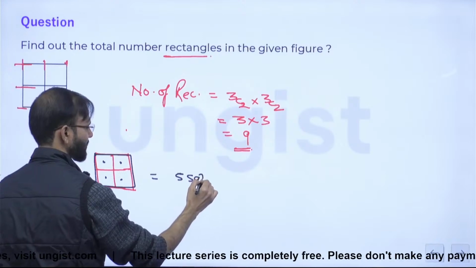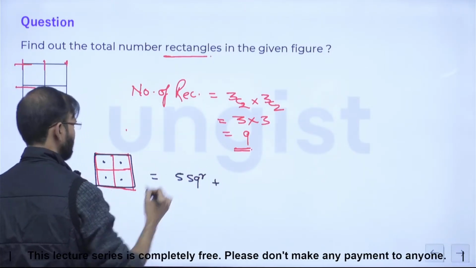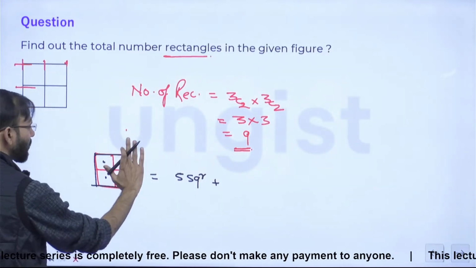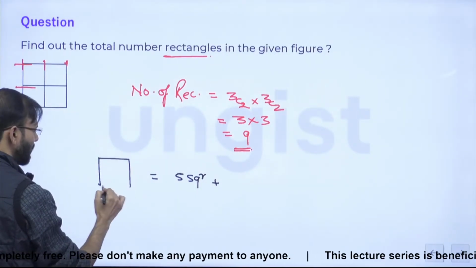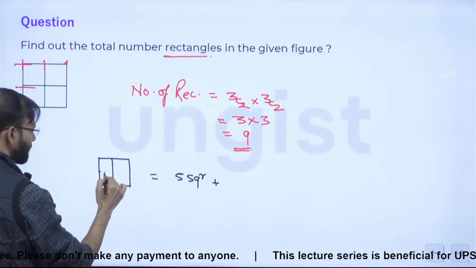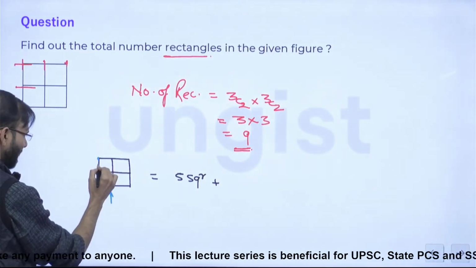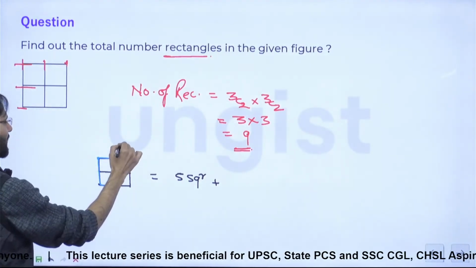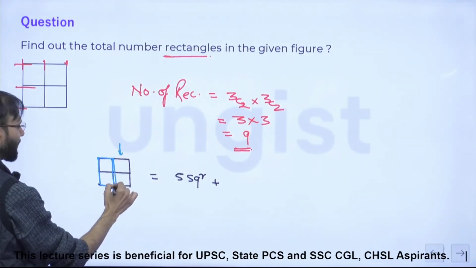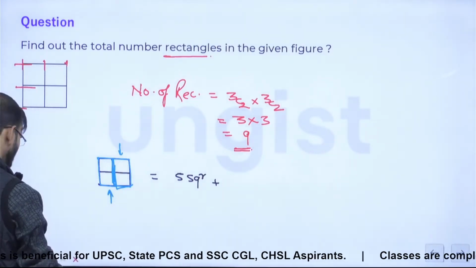Here we have 5 squares, right? Plus, now the non-square rectangles in this figure. So this is the first non-square rectangle, clear? And this is the second one, everyone fine now? This is the second one, ठीक है, clear है?